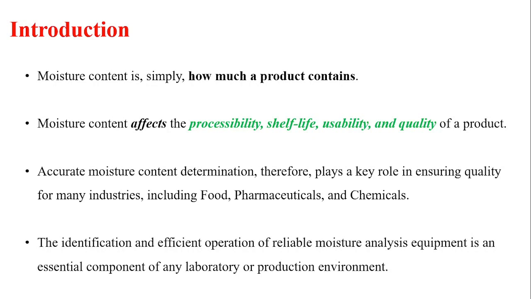Moisture content affects a lot of the aspects of the product, such as processability, shelf life, usability, and the quality of the product. That's why accurate moisture content determination is very important in industries like food industries, pharmaceutical industries, and chemicals. The identification and efficient operation of reliable moisture analysis equipment is an essential component of any laboratory or production environment.